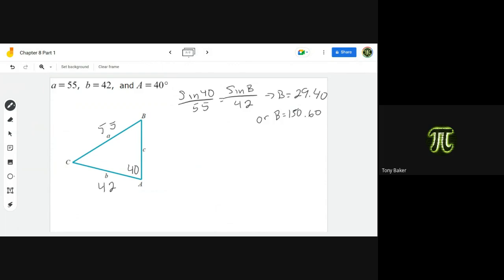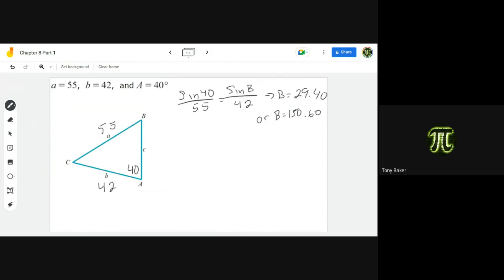Okay, so we got two answers for B. 29.40 or 150.6. Everybody should have gotten 29.40 with the calculator. So how did I get the 150.60? Just subtracted it from 180.